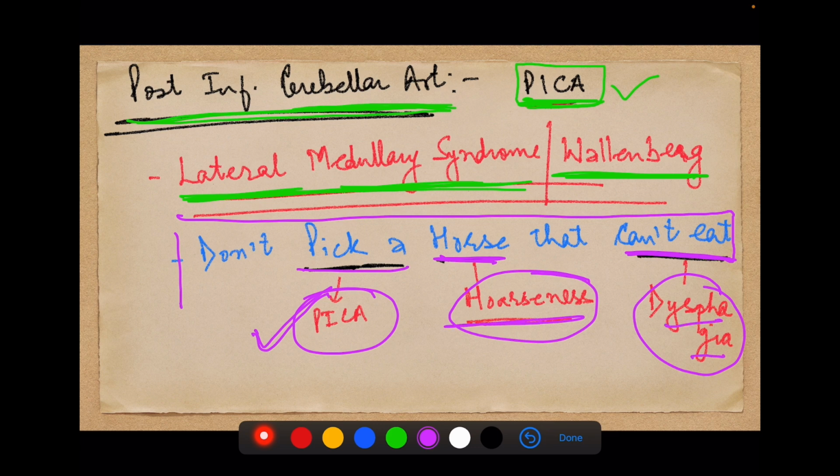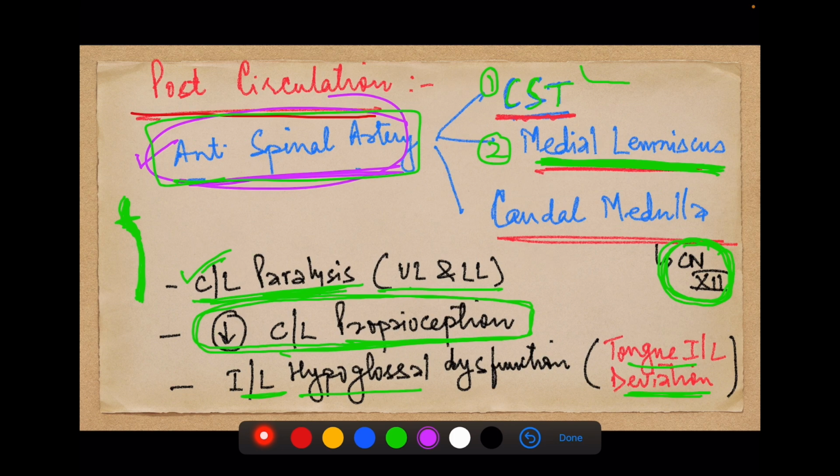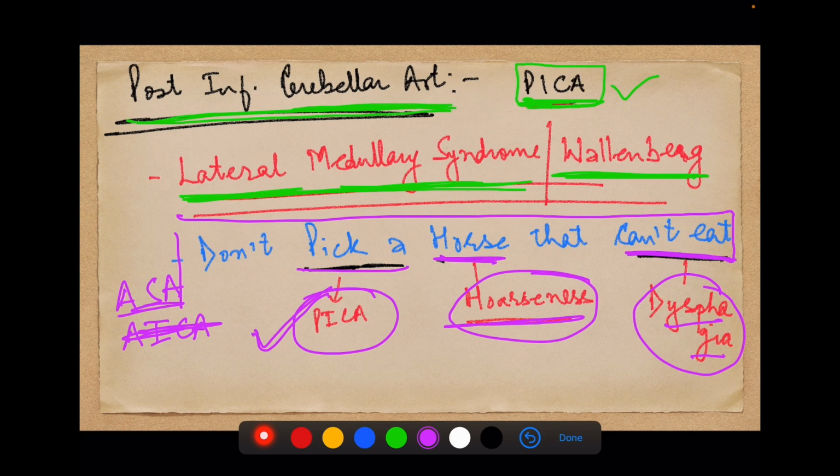If we can recall back, the anterior spinal artery, which was resulting in medial medullary syndrome. Which cranial nerve was there? 12th. Now above the 12th, the 9th, 10th, and 11th are located in the lateral aspect of the medulla. So they will get affected.